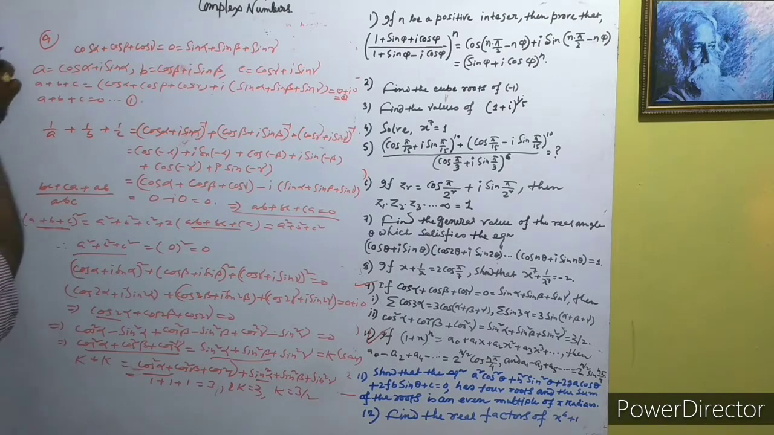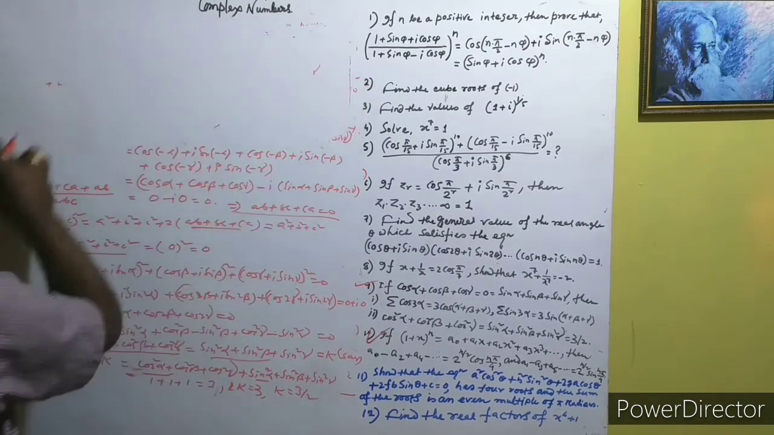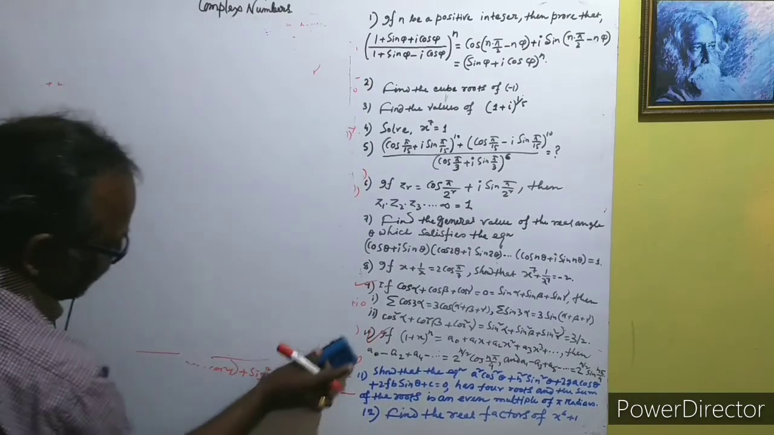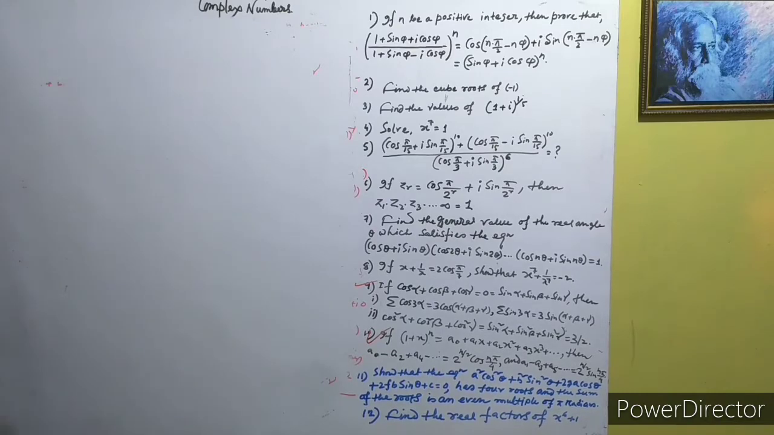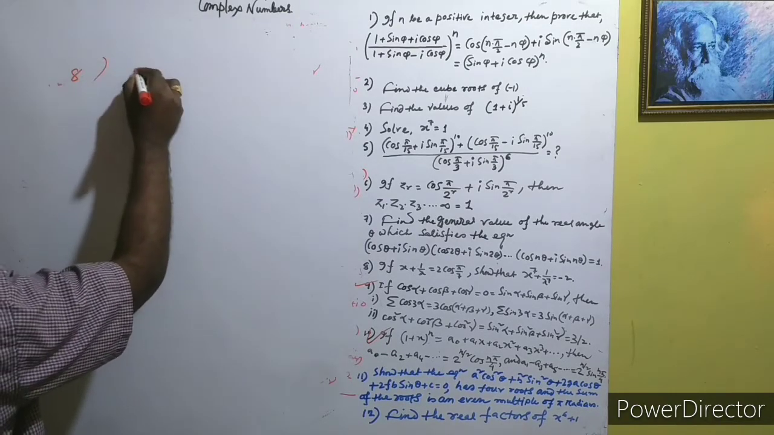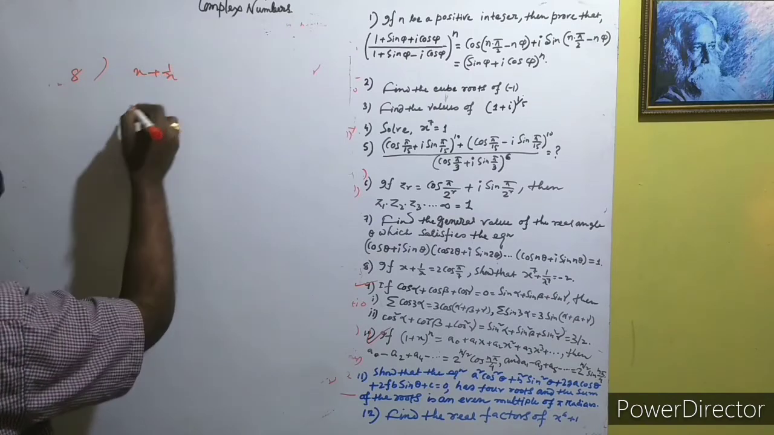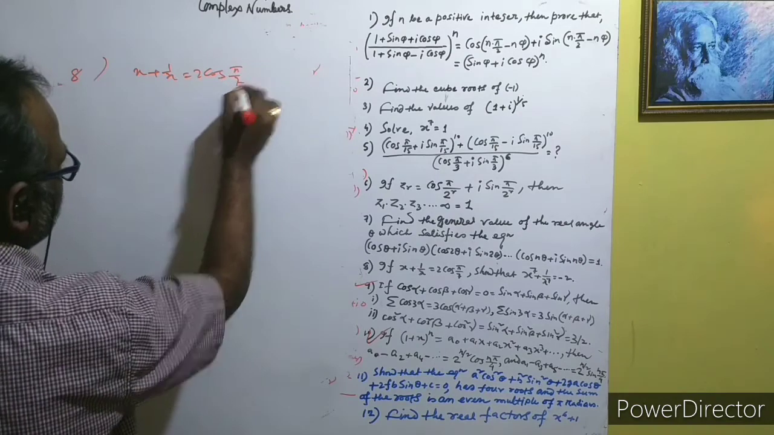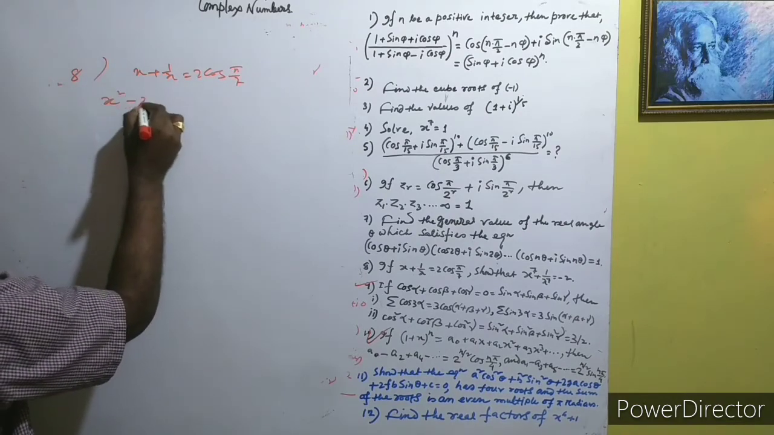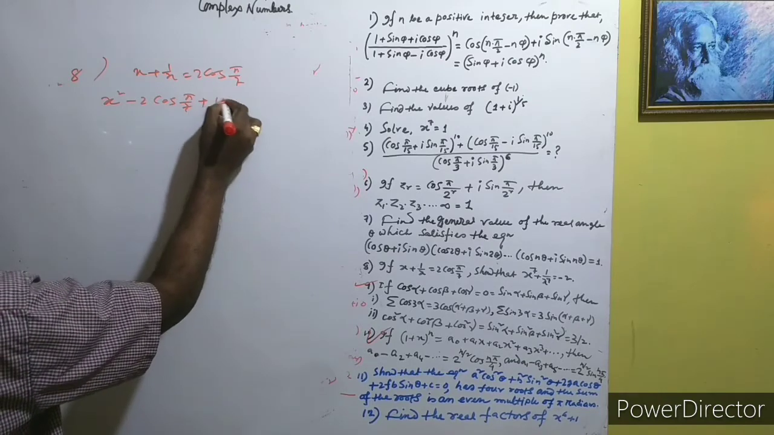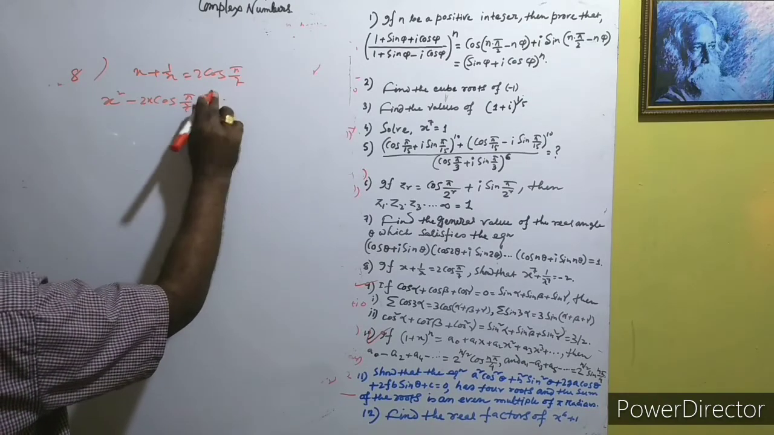Okay, now see, follow the next question, that is 8. Very interesting question also. We are given x plus 1 by x equal to 2 cos pi by 7. So apply the Sridharacharya formula: x squared minus 2 cos pi by 7 times x plus 1 equal to 0.